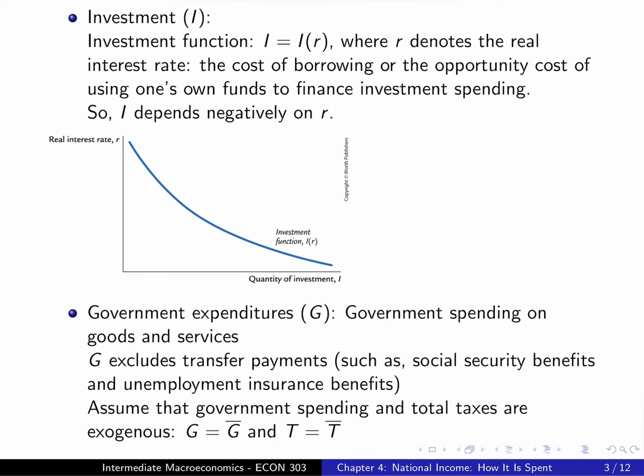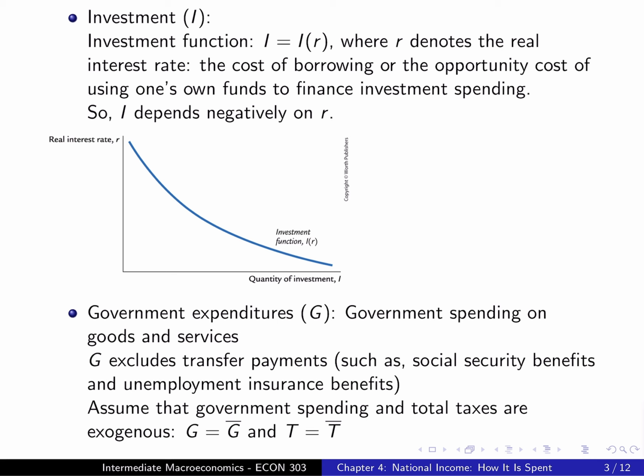Next, let's talk about government expenditures G. Government spending refers to the purchases of goods and services by federal, state, and local governments. However, we exclude transfer payments such as Social Security or unemployment insurance benefits. These are not payments for goods or services, they are income redistributions.